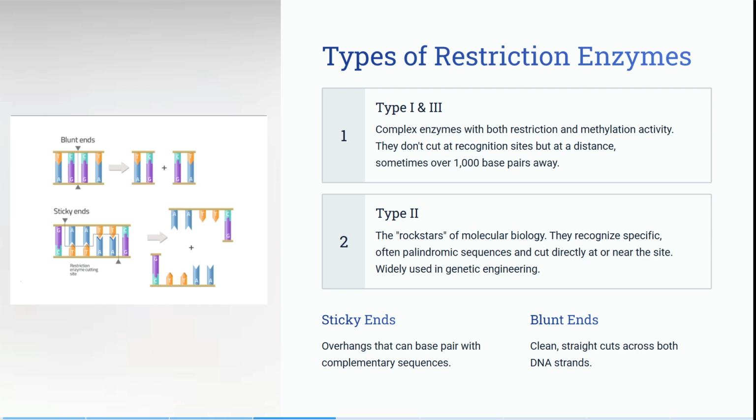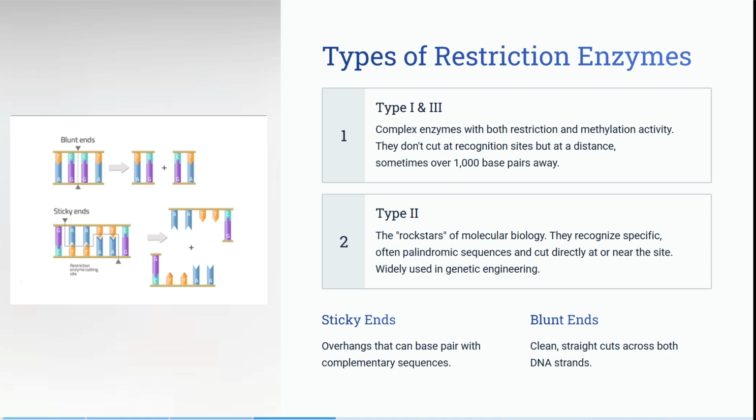Type 2, these are the rock stars of molecular biology. They recognize specific, often palindromic sequences, meaning the sequence reads the same forward and backward, and cut directly at or near the site. Because of their precision, they are widely used in labs for genetic engineering and cloning. Some restriction enzymes make sticky ends with overhangs that can base pair with complementary sequences. Others make blunt ends, which are clean, straight cuts. Sticky ends are especially useful in recombinant DNA technology because they help fragments stick together in predictable ways.